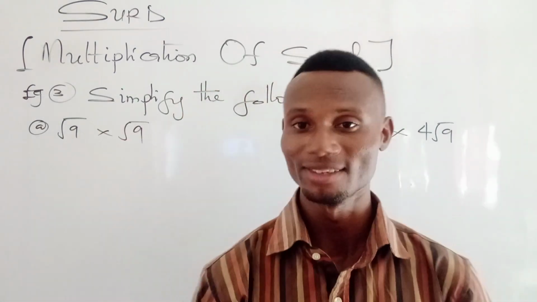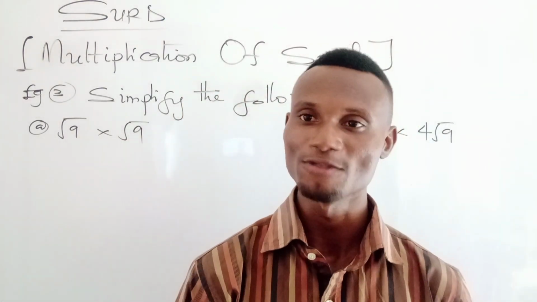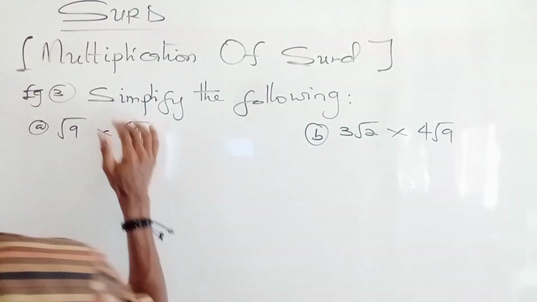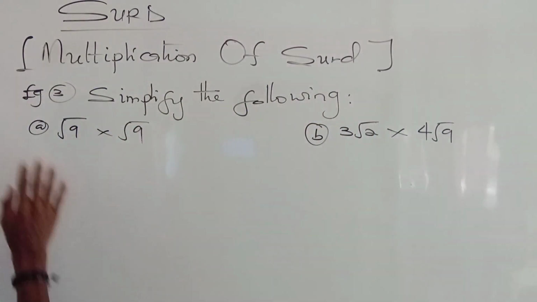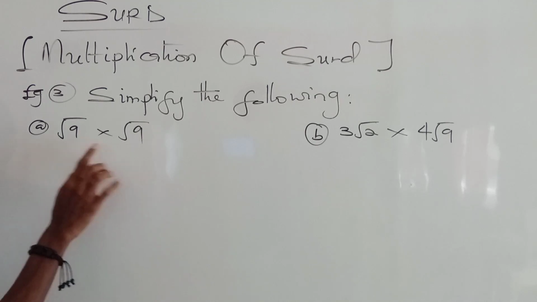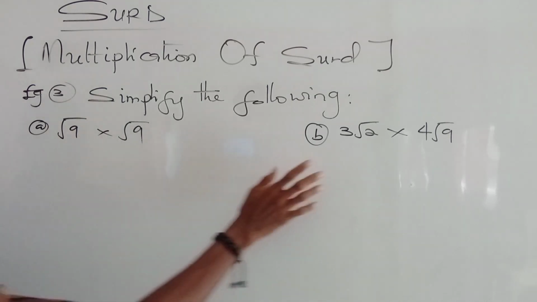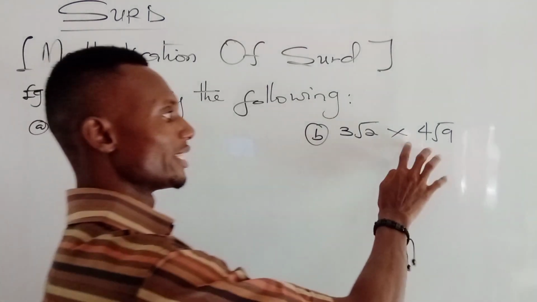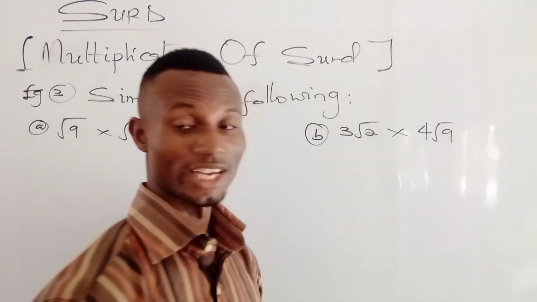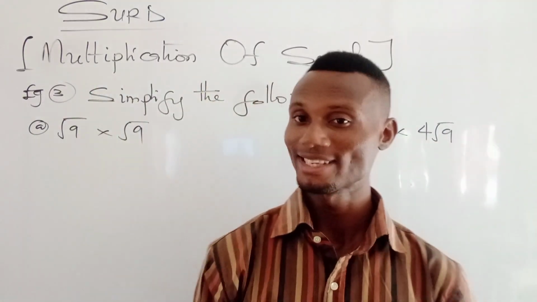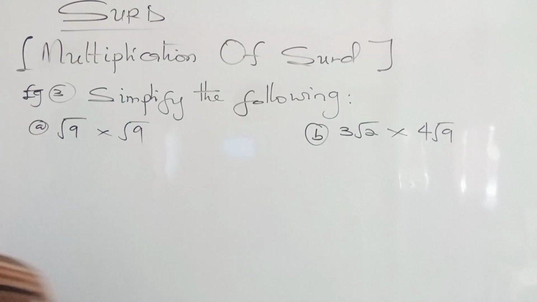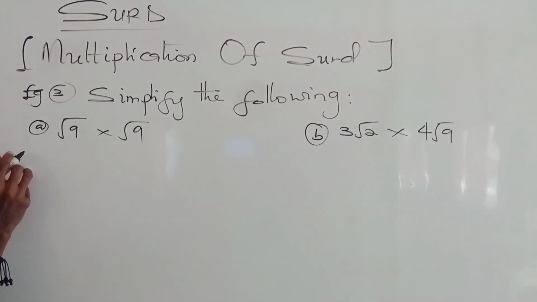Let's go ahead and handle example 3 that I have on the board. Example 3 says simplify the following. A, I have square root of 9 times square root of 9, and B, I have 3 root 2 times 4 root 9. So you have to simplify these. Let's start with A. Let me write down my solution and let's do it together.